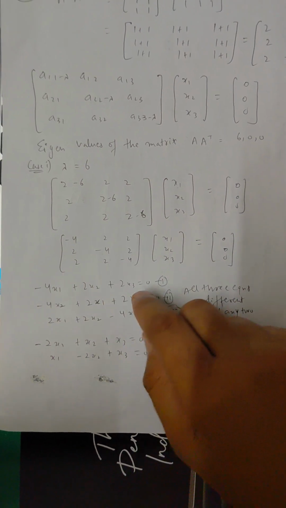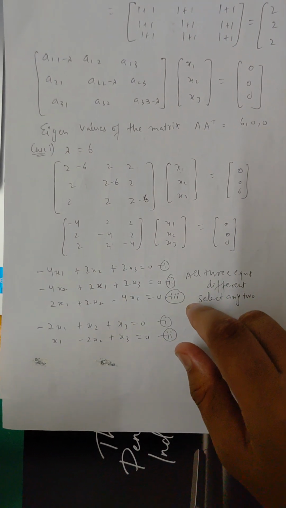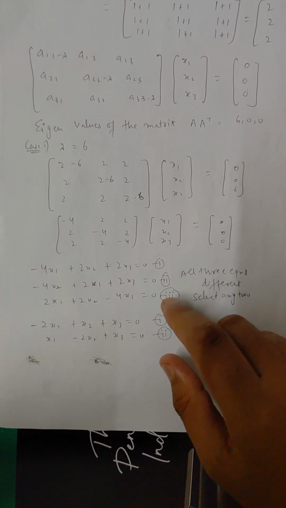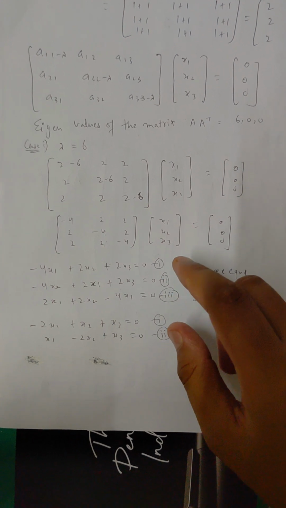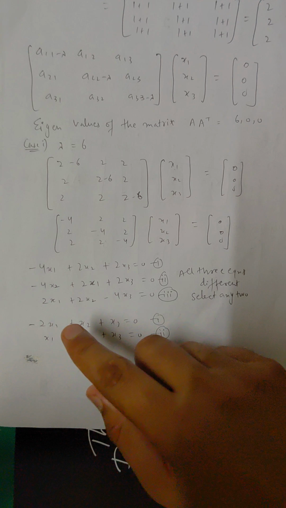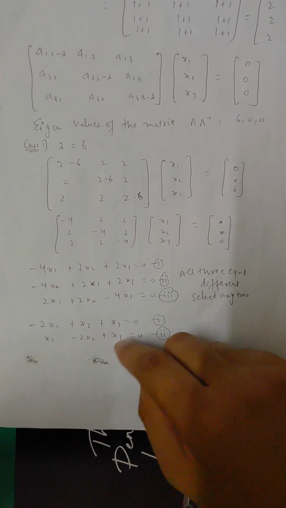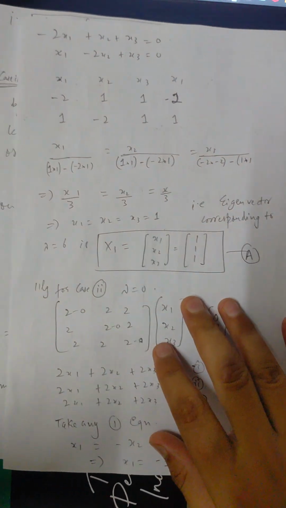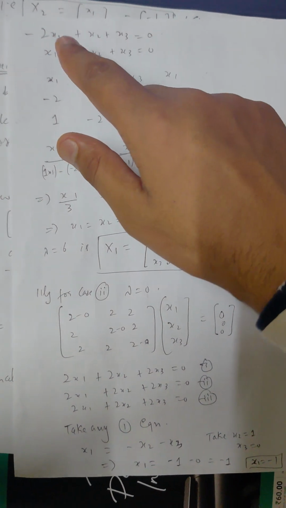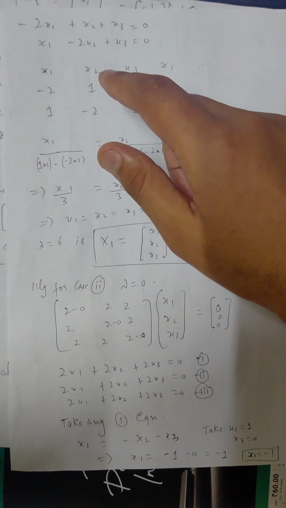Similarly, when you calculate for these, you will find that all three equations are different. When you get this type of case after multiplication, with three different equations, you take any two equations. I have taken equation 1 and equation 2. I have just taken 2 common out, and it comes like this. So here I have written equation 1 and equation 2 again: minus 2x1 plus x2 plus x3 is equal to 0, and x1 minus 2x2 plus x3 is equal to 0.